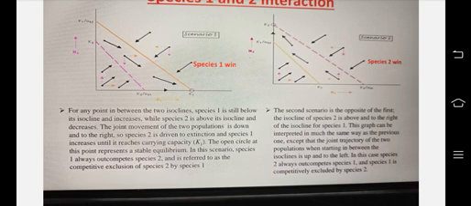In the case of the second scenario, species 2 wins. How? The second scenario is the opposite of the first. The isocline of species 2 is above and to the right of the isocline of species 1. Except that the joint trajectory of the two populations, when starting in between the isoclines, is up and to the left. In this case, species 2 always outcompetes species 1, and species 1 is competitively excluded by species 2.